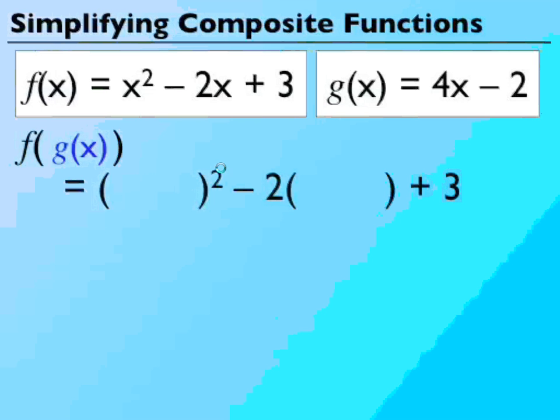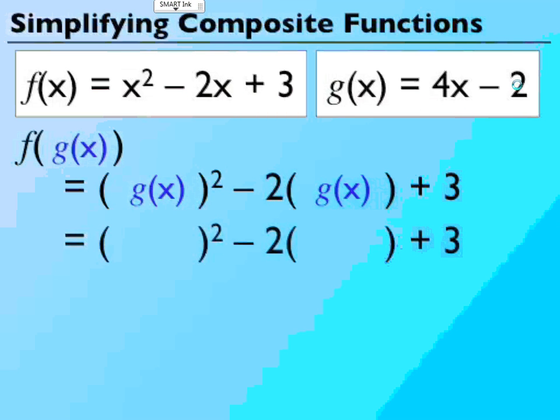Now notice, this one is squared. This one is times 2. Those parentheses are important. Then I take g of x and plug it into both. So what I'm going to do is I've got something for g of x up here, the 4x minus 2. I'm going to take that and plug it in for each g of x.